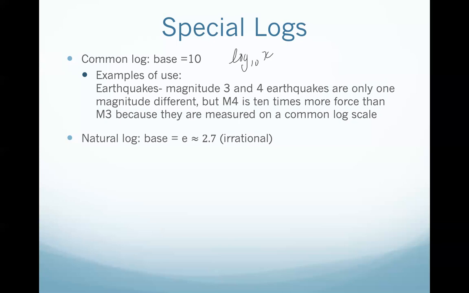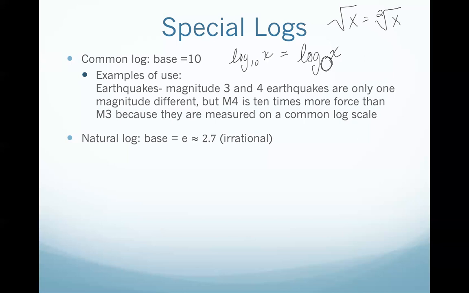So since that's our common base, we don't have to write the 10. If I see something that just says log of x and there's no number here, this is an invisible 10. Very similar to our square root. We know that that's a square root of x, because that's our most commonly used radical, is the square root. So then we just say, okay, we don't have to write the 2 every time. So the common log, if there's no base written down, it's 10.